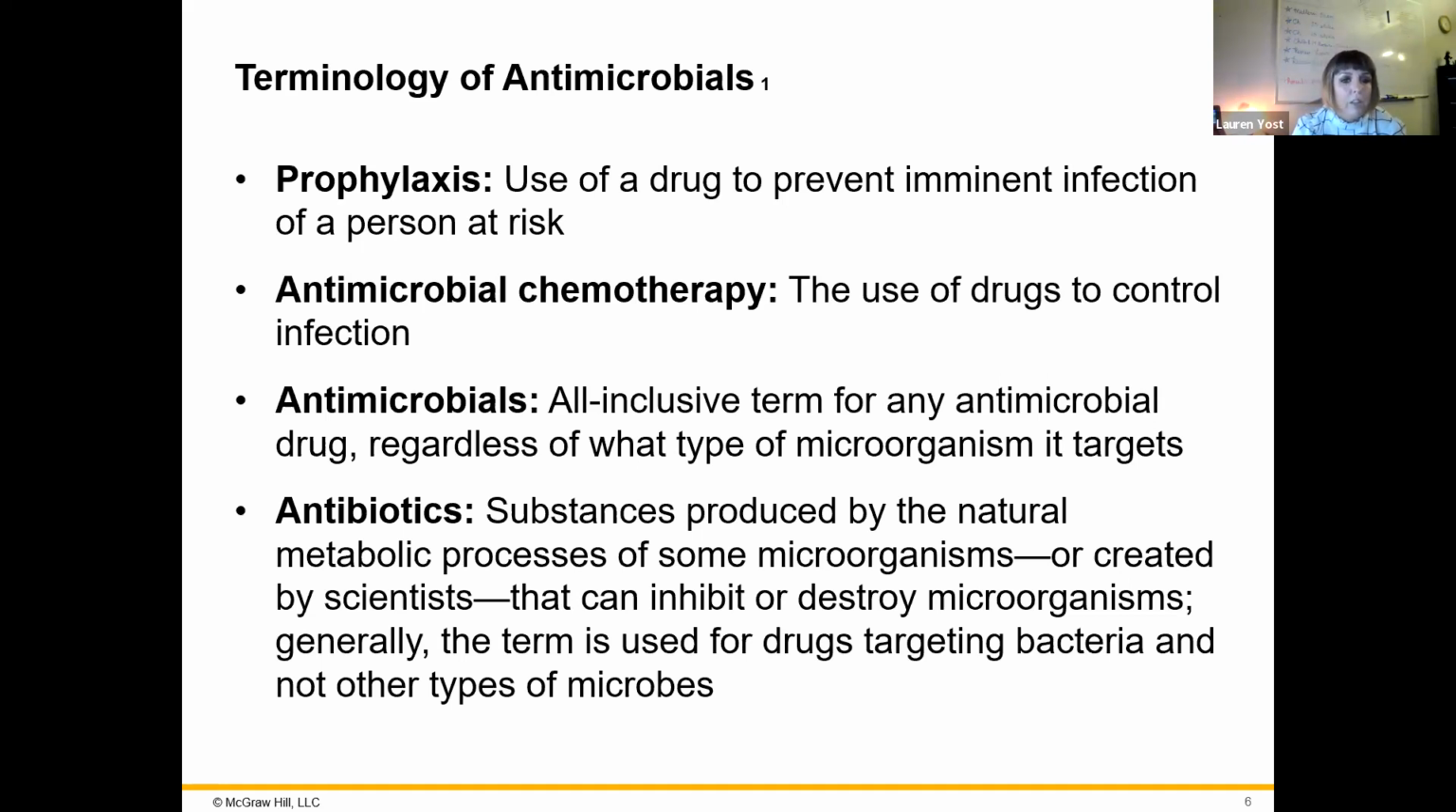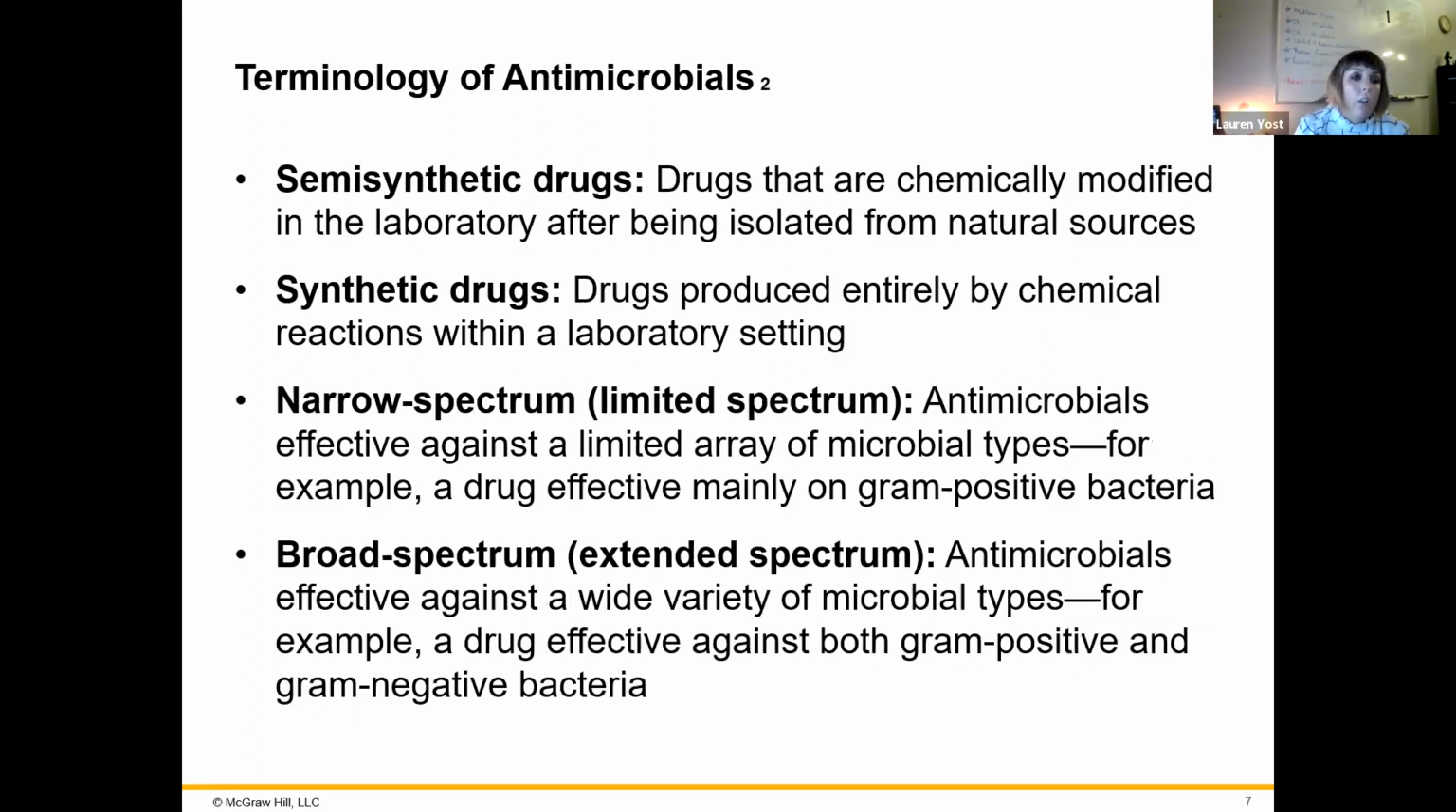Antimicrobial chemotherapy, the use of drugs to control infection. Antimicrobials, anything where we're going to be targeting any microbe, regardless of the type. And then antibiotics, now we use this quite simply to refer to targeting bacteria and not other ones, okay? We're now talking about targeting bacteria with these. That's important to remember, by the way. Even though it says biotics, and the other ones are like antiviral, antifungal, antiprotozoal, they're obvious. Antibiotic, that's only bacteria. Please remember that.